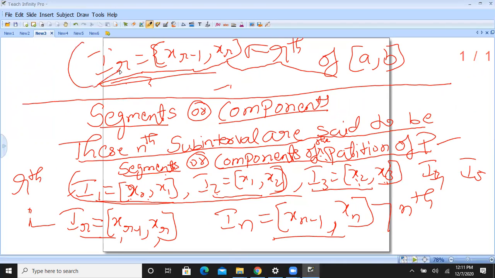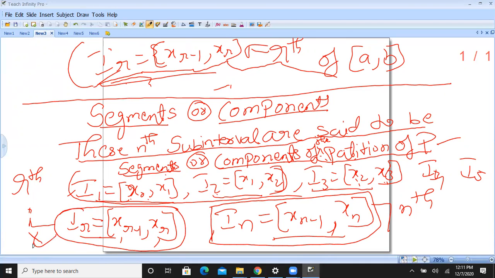Next, the definition of segment or component. The nth subintervals, we don't know their values. These n subintervals are said to be segments or components of the partition P. So n subintervals are the segments and components of the partition P. This is the nth subinterval, this is the rth subinterval, and they are separate. So I1, I2, I3, In: 1 to n subintervals.